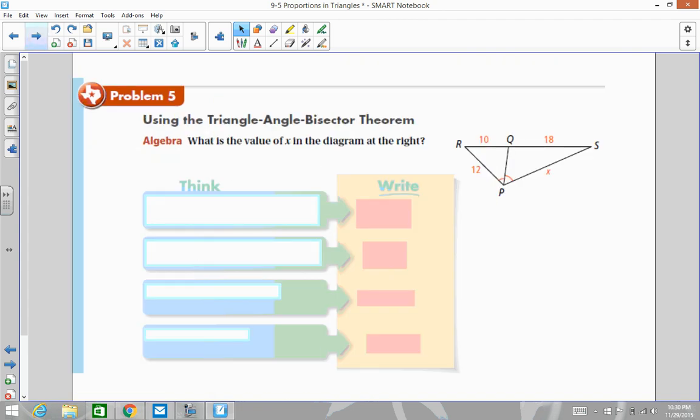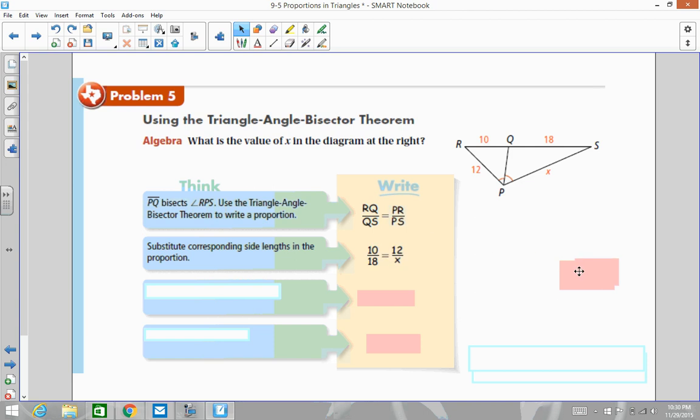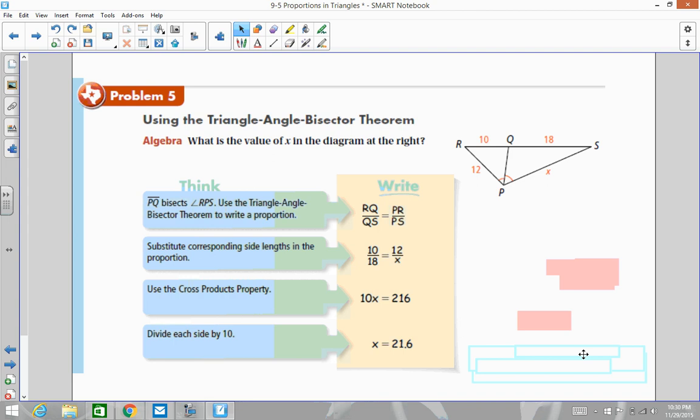Next one, we have a triangle angle bisector theorem working here. And so the first thing we want to think about is, okay, PQ bisects angle RSP. So we have proportional parts, and so we can do these proportional parts. And then we can substitute those values in, and when I do, I get these values, 10 over 18 and 12 over x. And then as I do my cross products and solve, I get 10x is equal to 216. And then finally we divide by 10 and we solve, and we get 21.6 is our missing value. All right.